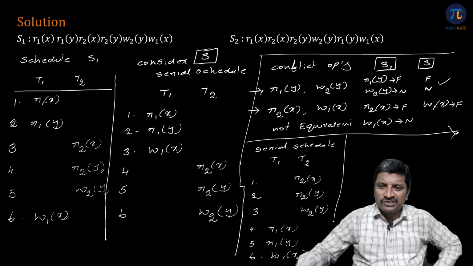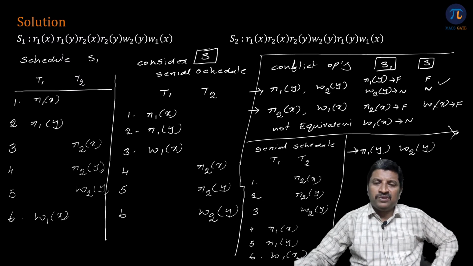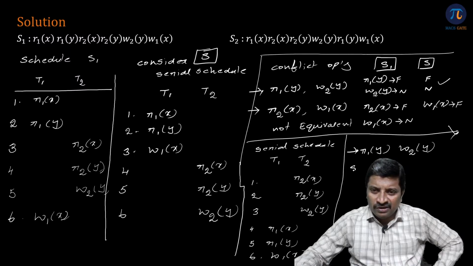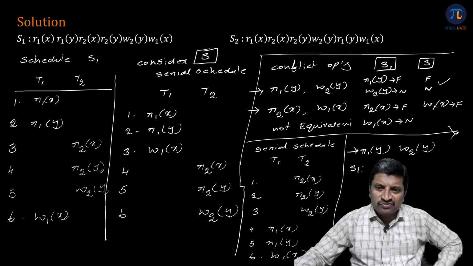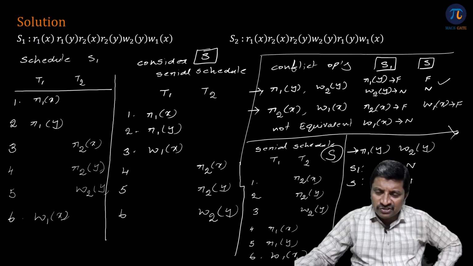Now what about the first set, sir? The first set is R1 of Y, W2 of Y, right? So in S1, he is the first one. He is the next one. In the S, what you are considering? Here, please verify it, sir. R1 of Y, he is the second one, sir. He is the first one. So not equal.